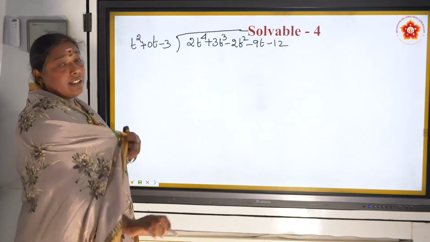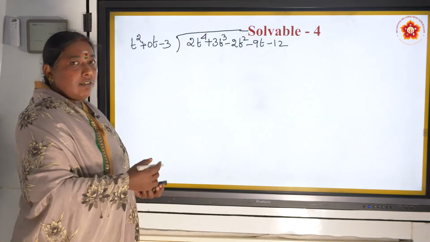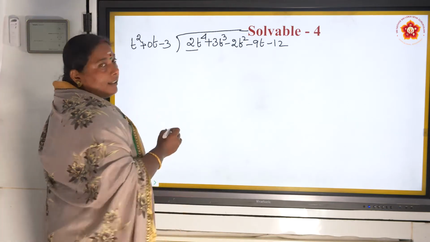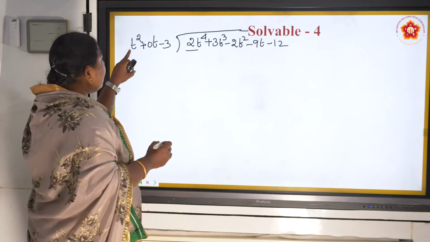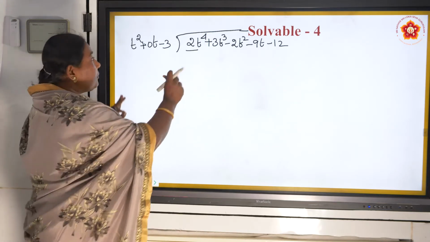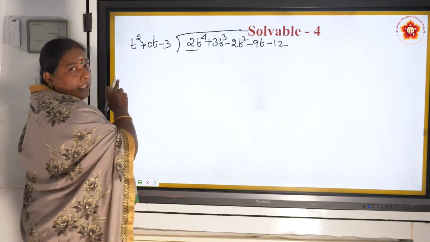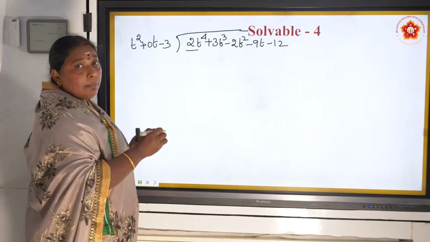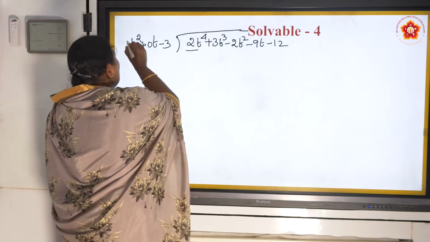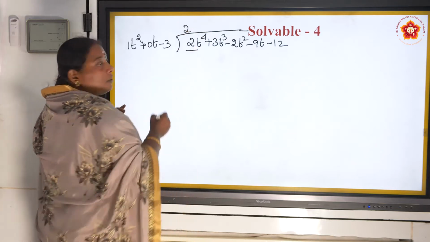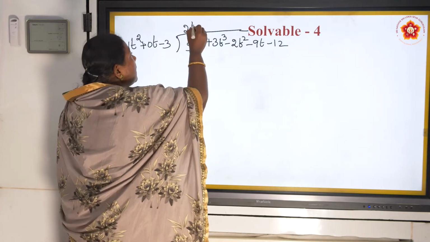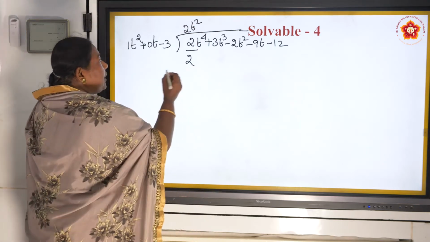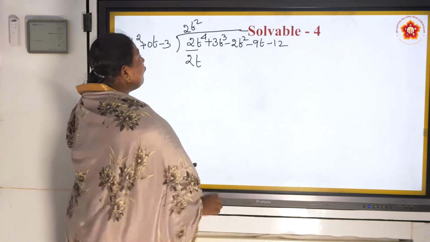Now how to divide? I think you learnt that in 9th itself. Let us do it. Here first look at the first term, 2t power 4. What do I have to multiply with t square to reach 2t power 4? That means 2t square into t square. I will get 1 into 2, 2, t square into t square, t power 4, right?